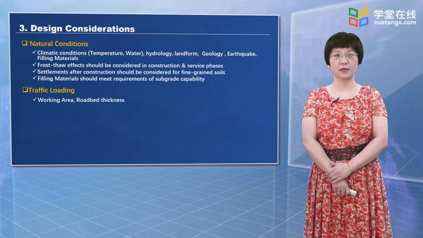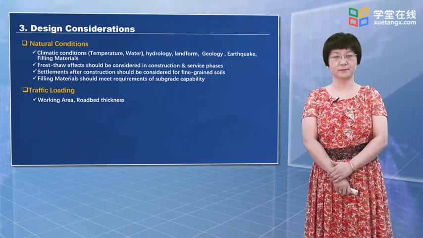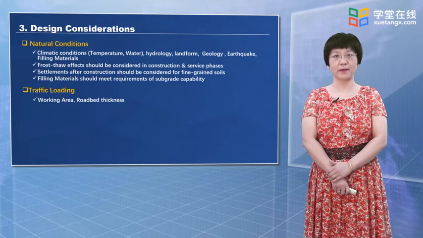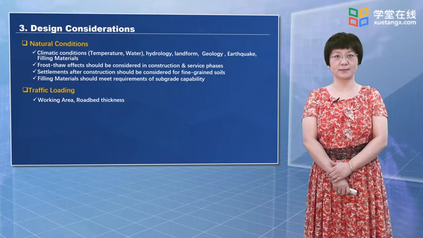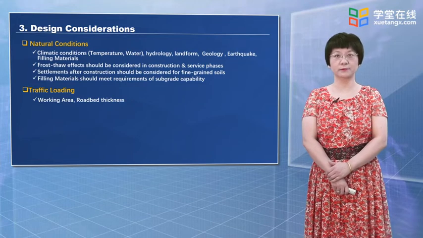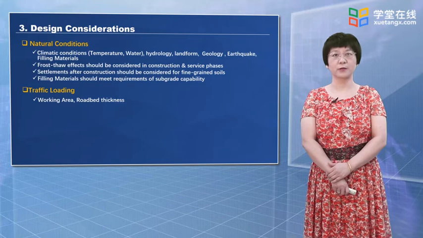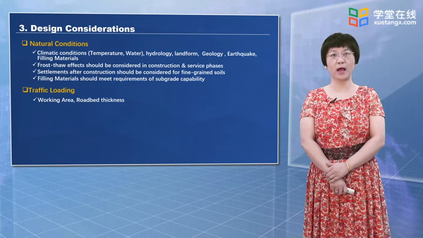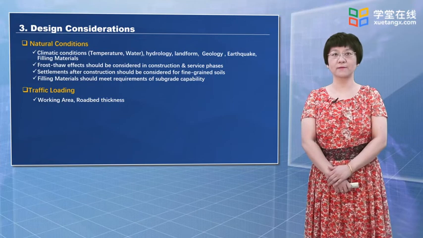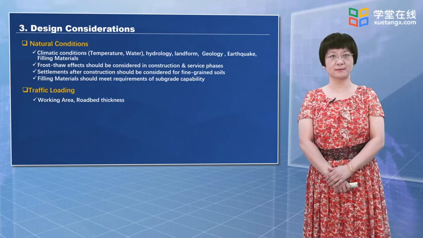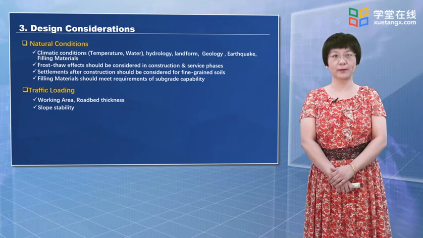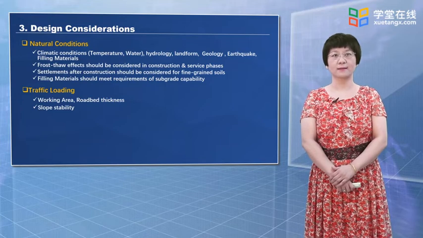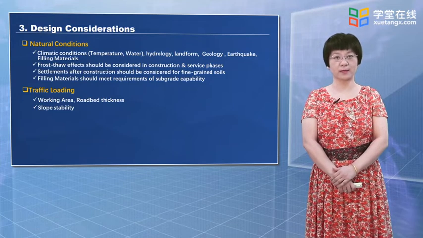Second, traffic loading should be considered. The traffic loading is the pavement-tire interaction pressure, which is directly applied to the pavement surface and then transferred onto the underlying layers. Traffic loading will affect the working area depth and make the different road bed thickness. The slope stability is dependent on the subgrade soil shear strength, the side slope, and the traffic loading.